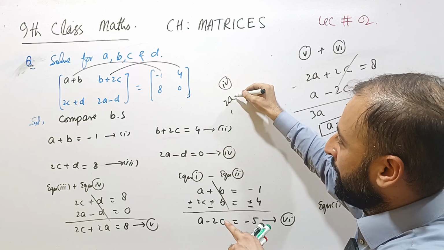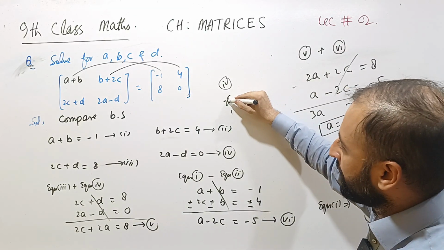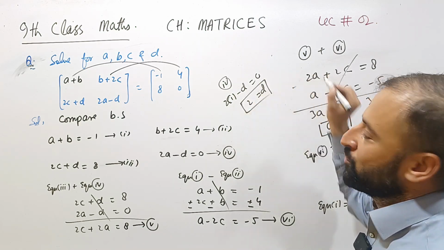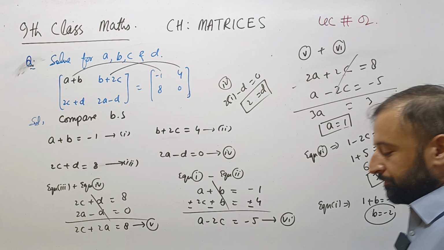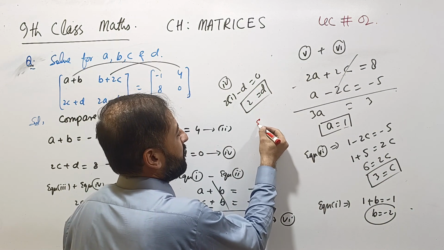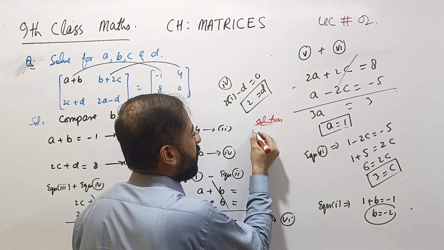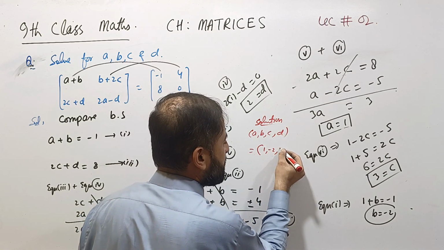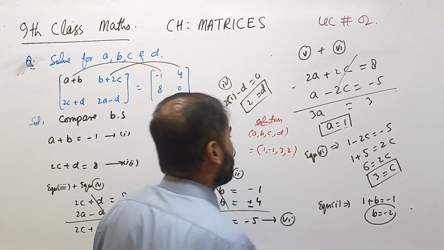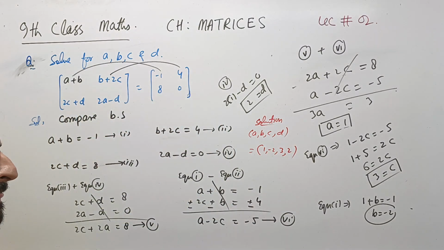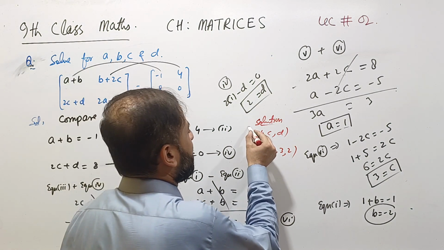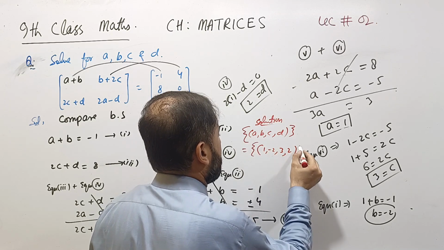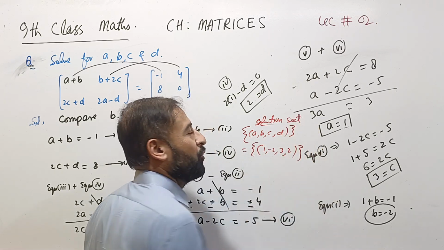And at the end, students, you will determine the value of D from equation number 4. We can write 2A, A is 1, already determined, minus D. You shift it to the other side, D is equal to 2. Hence, the solution of this given problem, A, B, C, D: A is 1, B is minus 2, C is 3, and D is 2. So these are the values of A, B, C, D. If you enclose them in curly brackets, it is called the solution set. I hope you got it.